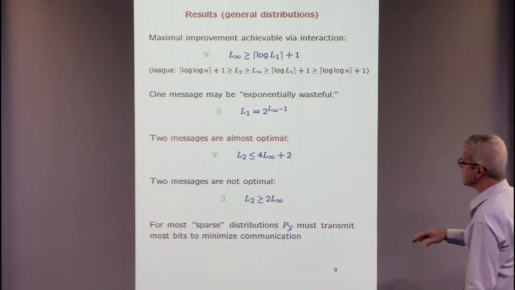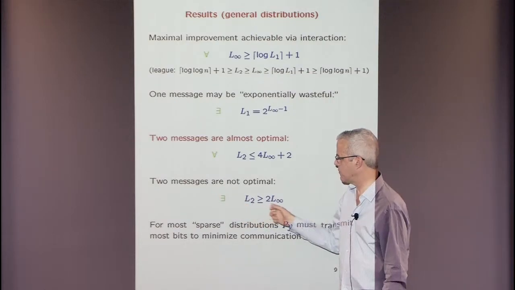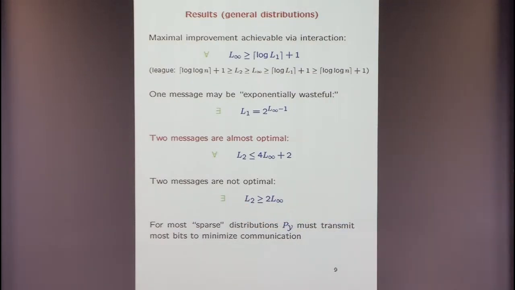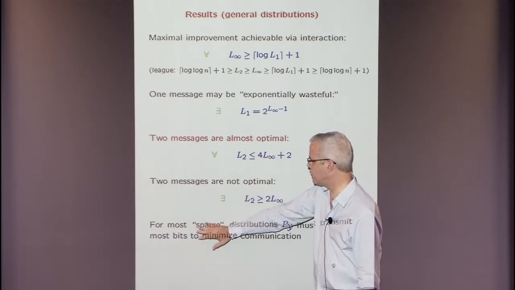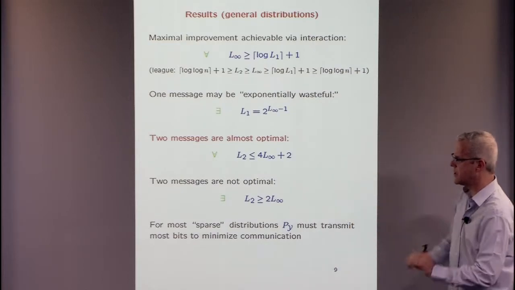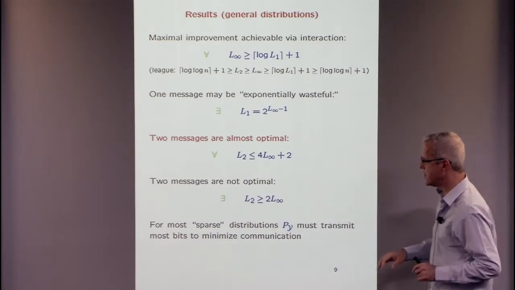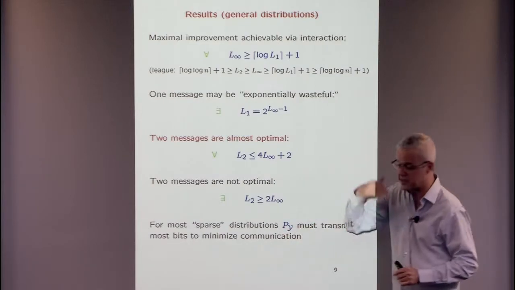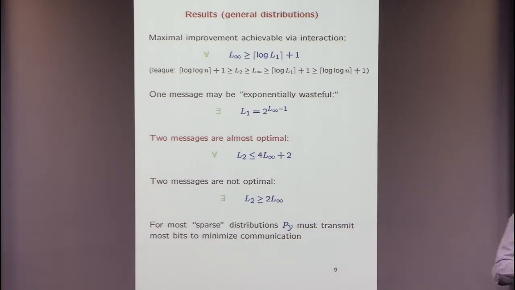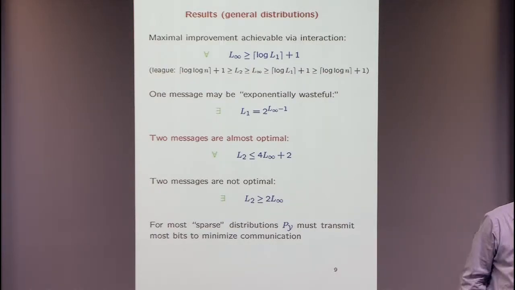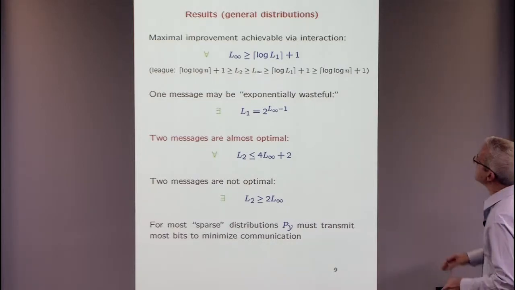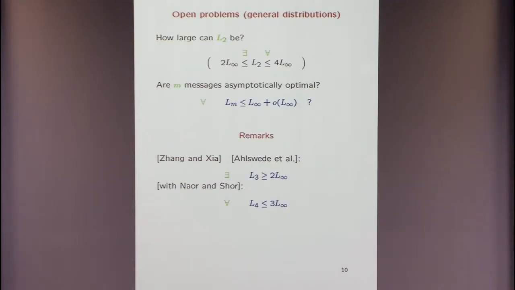You can also show that 2 messages are not optimal. There are problems such that with 2 messages you're twice away from the best. And you can also show that for most sparse distributions, where the support set is not too dense, the recipient actually must transmit most of the bits. A little counterintuitive, just like in the leak problem. The person who wants to say something transmits few bits. The person who wants to hear says most of the bits. So what are the open problems here?